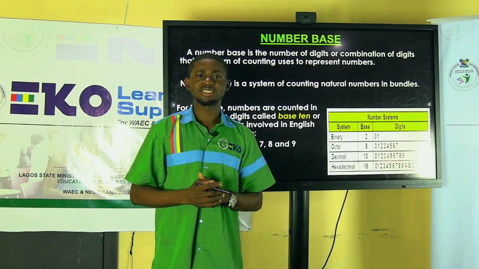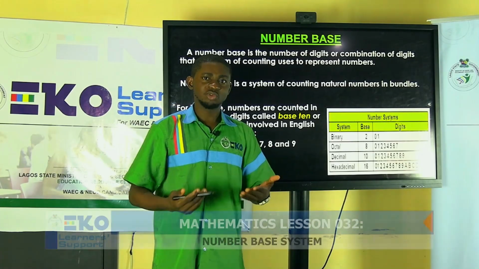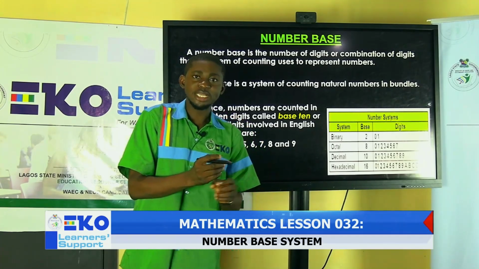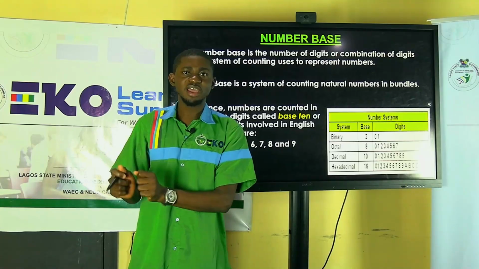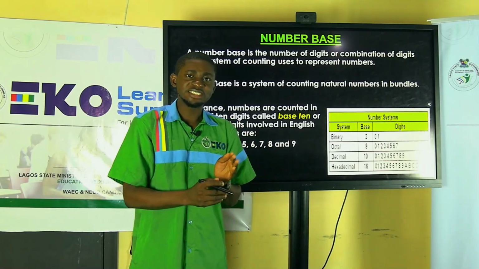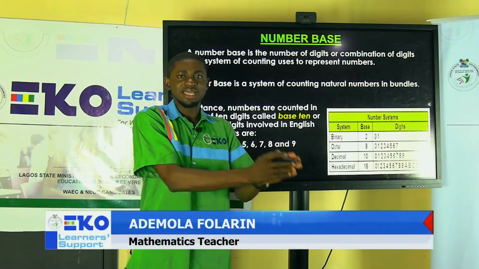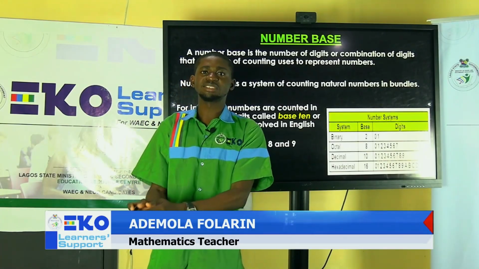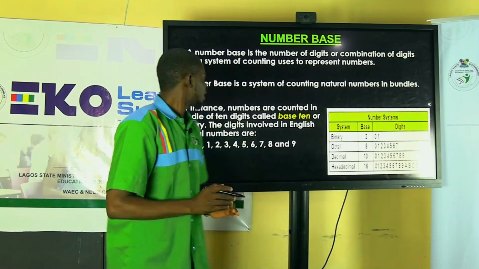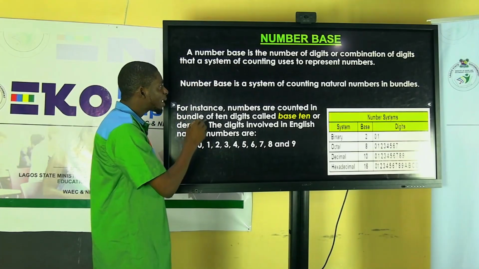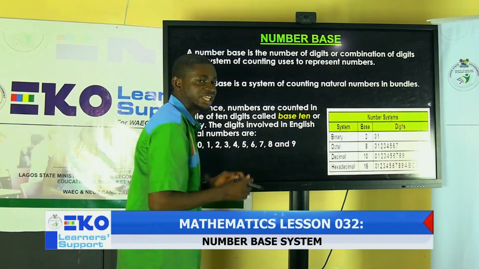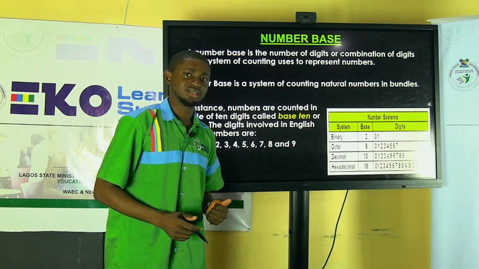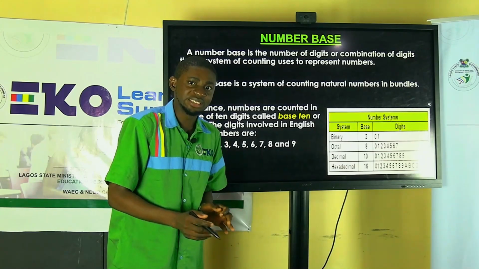Probably you've gone to the market, especially where they sell yam or some product, and they tie it in 3s, 3s, 5s, 5s, 7s, 7s. If it is tied in 3s, that means the base system is base 3. If it is in 5s, that is base 5. Number base is a system of counting natural numbers in bundles. When you buy something and they say 1 dozen, that is 12, which is base 12.